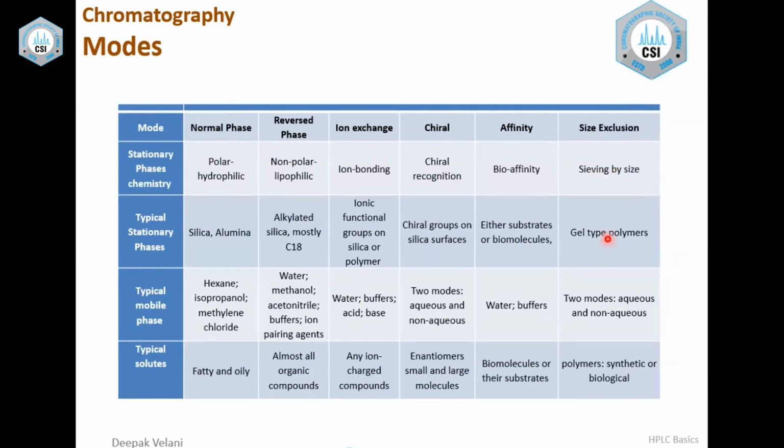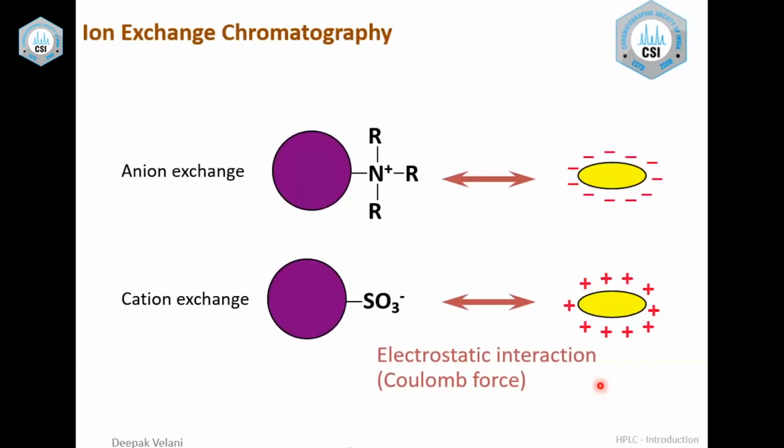Gel-type polymers and even silicas are used. There are two modes, aqueous and non-aqueous, which we call gel filtration and gel permeation. And polymers, synthetic, biological or chemical, I think everything can be separated here. So this is it in simple terms.